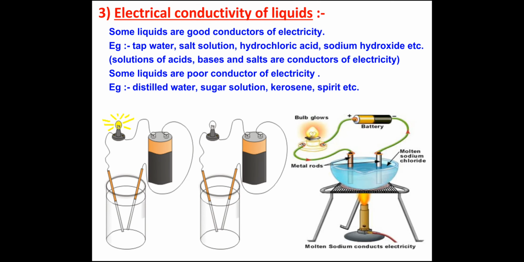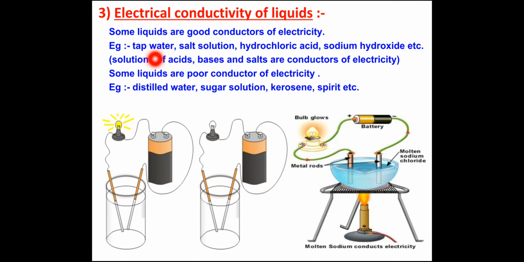Now the next point is electrical conductivity of liquids. You have seen solids, now liquids. Like some solids, some liquids are also good conductors of electricity. But we have to find out which liquids are good conductors of electricity. Then how can we find out? We can use the previous conduction tester to check whether the given liquid is a good conductor of electricity or not. Now examples are taken here.